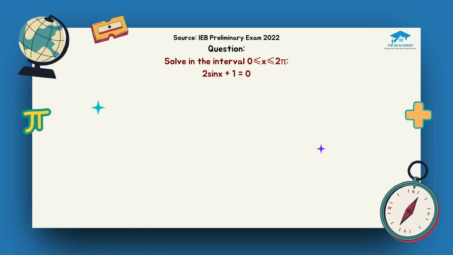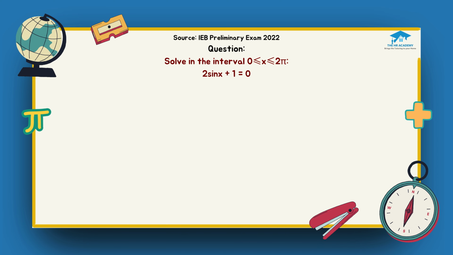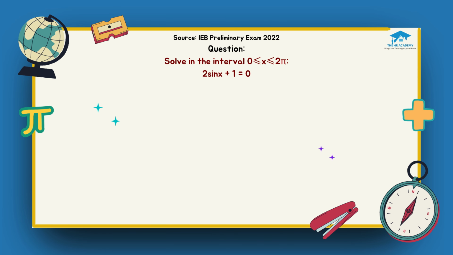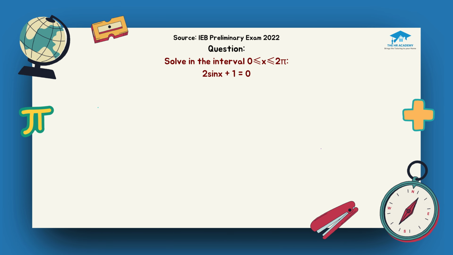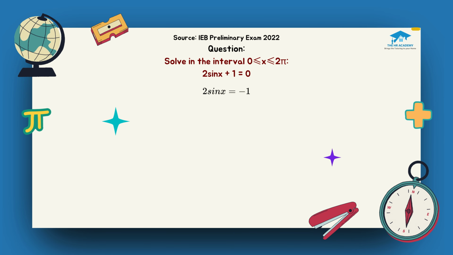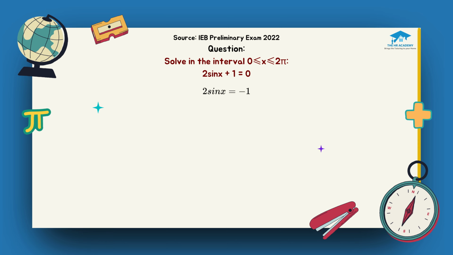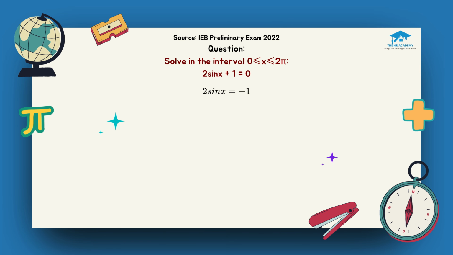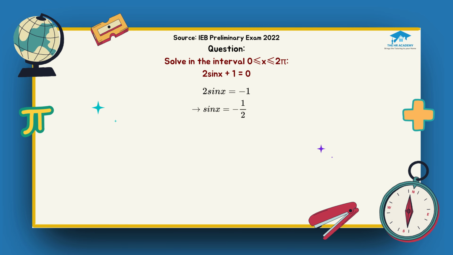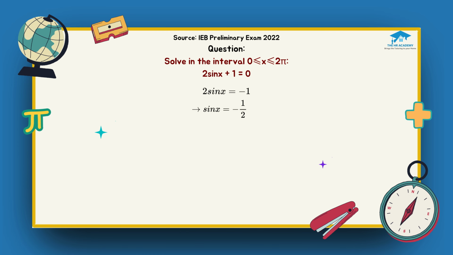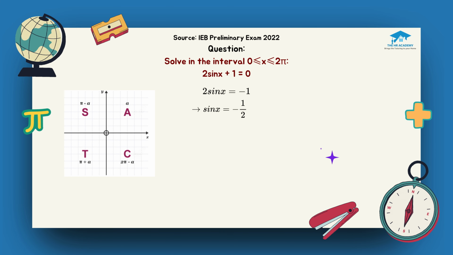Alright mathletes, time to dive into another trig equation. This one's from the 2022 Prelim paper, and it goes like this. Solve for x where x is between 0 and 2 pi: 2 sin x + 1 = 0. Step 1. Isolate sin x. To isolate it, we need to subtract 1 from each side, and we get 2 sin x is equal to minus 1. Now, we need to divide each side by 2, and we get sin x is equal to negative a half.